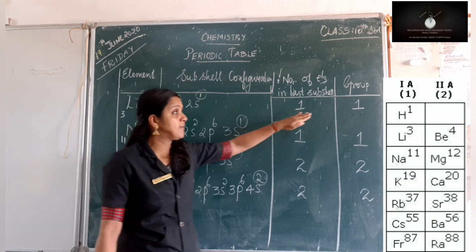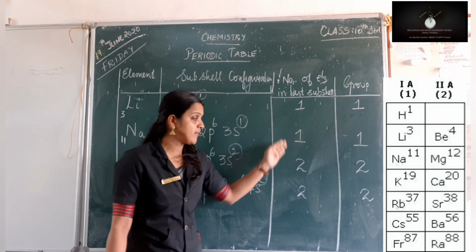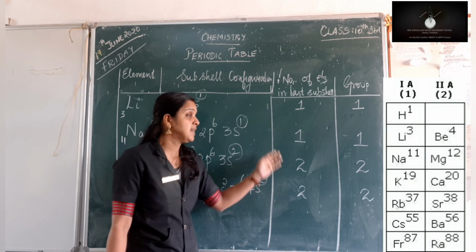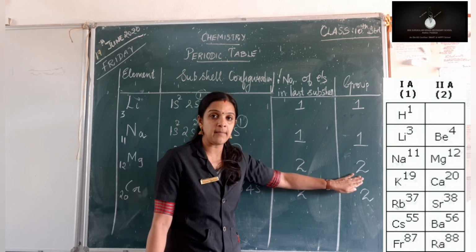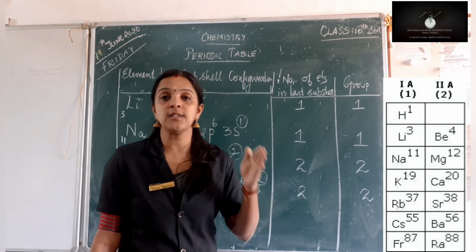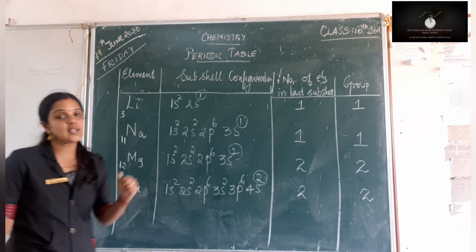So it is very clear from this table that the number of electrons present in the last subshell will be the group of the element. I repeat again, whatever the number of electrons present in the last subshell, that will be the group of the element. And this is considered only for S block elements, because all these are S block elements.